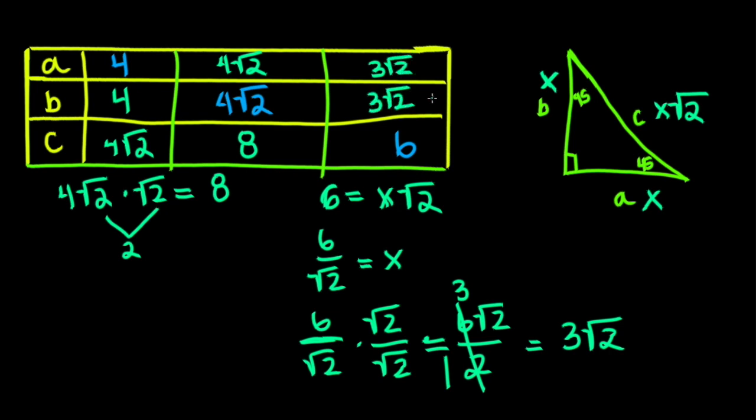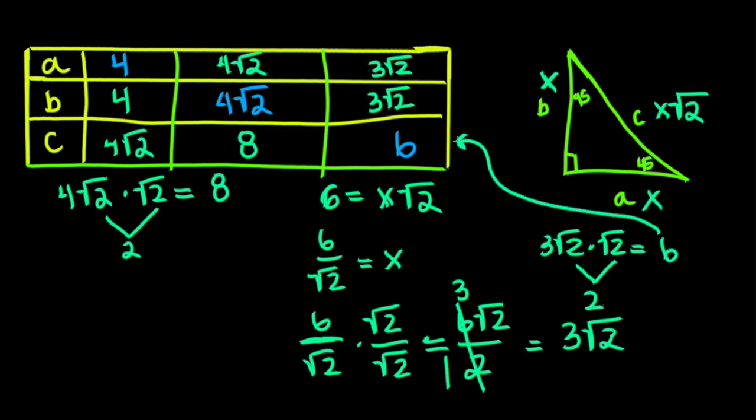And of course, if you ever want to check, you can go ahead and just do 3 times the square root of 2 times the square root of 2. And we know that these two square roots of 2 are going to equal 2, and 3 times 2 is 6, which is exactly what we got. So now we've gone ahead and filled out this entire table for the 45-45 triangle.